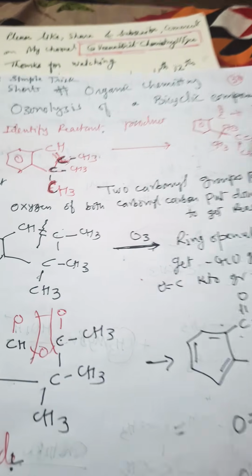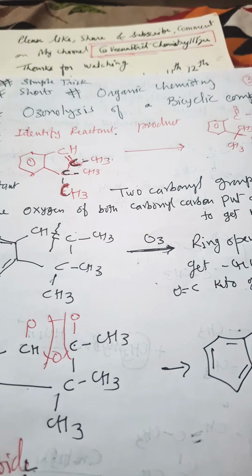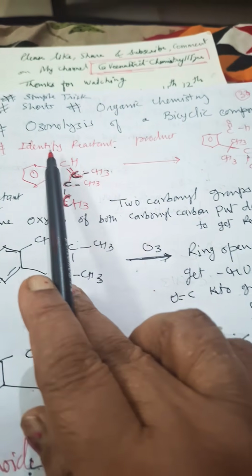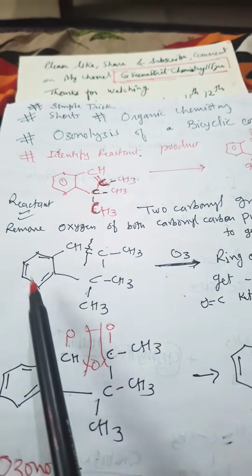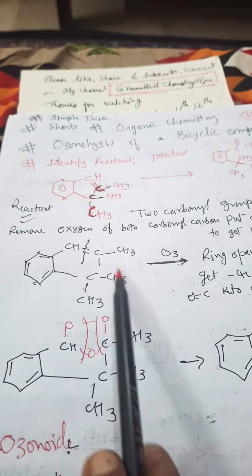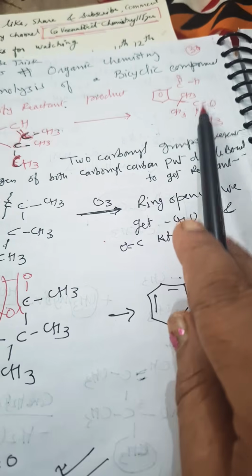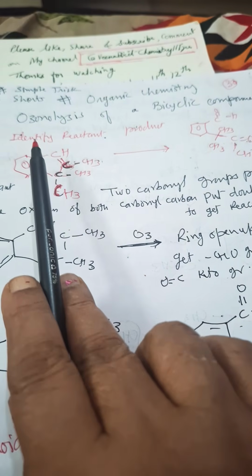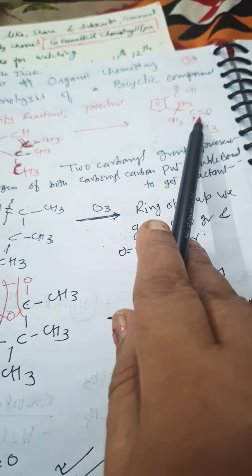This is a very important question asked in IIT, NEET and other exams also. Here they are asking two types of question. First, they are asking to write down the ozonolysis product of this compound, and second, they are giving you the product and asking what is the reactant. So identify the reactant which produces this product.